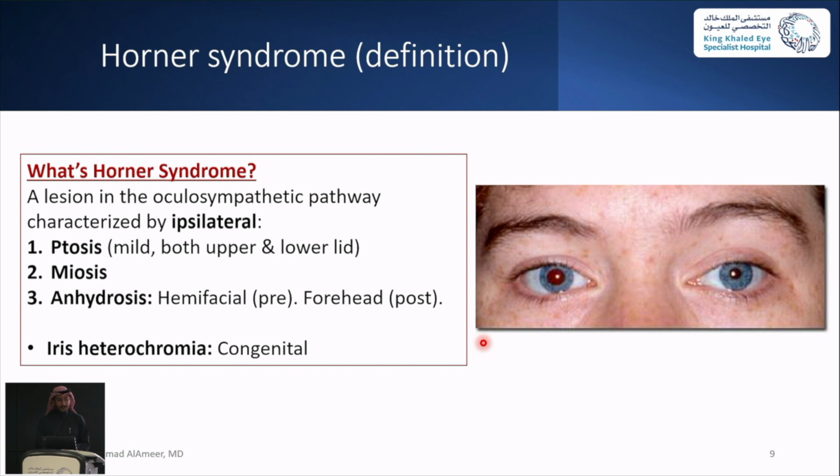Horner syndrome results from a lesion in the oculosympathetic pathway that is characterized by ipsilateral ptosis in both upper and lower lid. It's usually mild. And miosis and anhidrosis, either hemifacial or in the forehead. If you see iris heterochromia, then it's likely to be congenital.